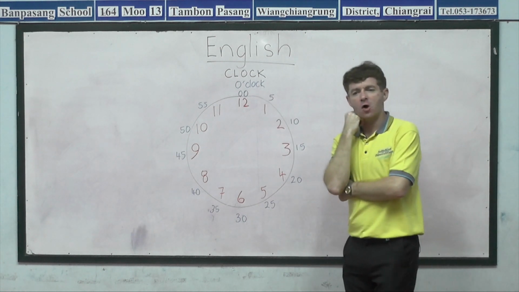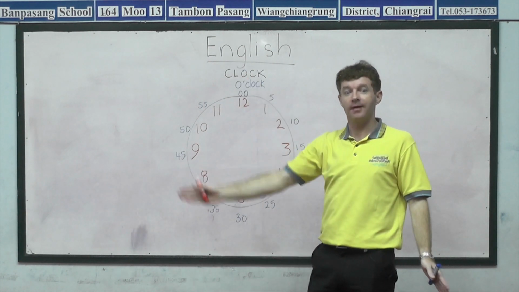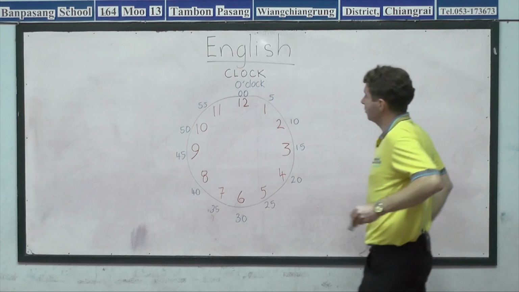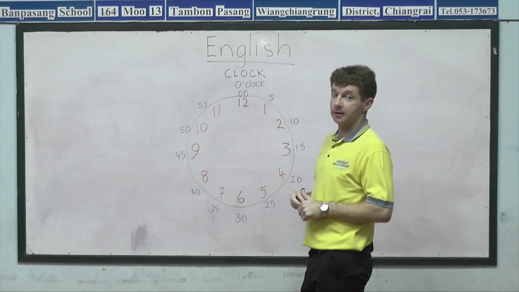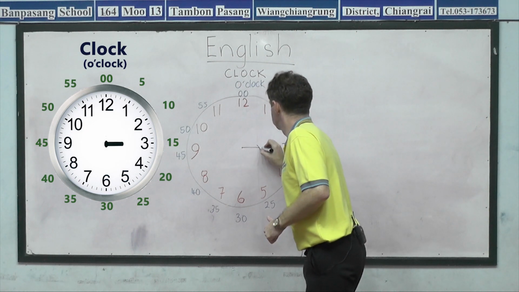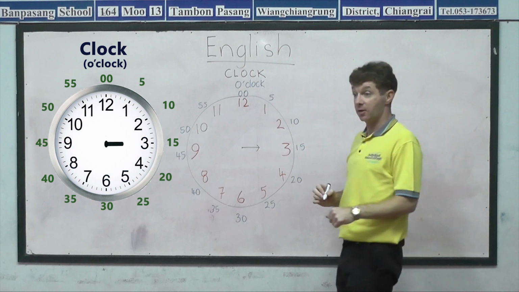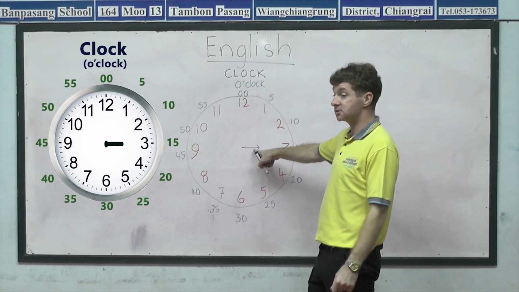Next, what do we need on our clock face? If we're going to tell the time, we need hands, okay? So let's see, we'll use black for hands. What does the short hand represent? What does the long hand represent? Minutes. Hours, short hand.